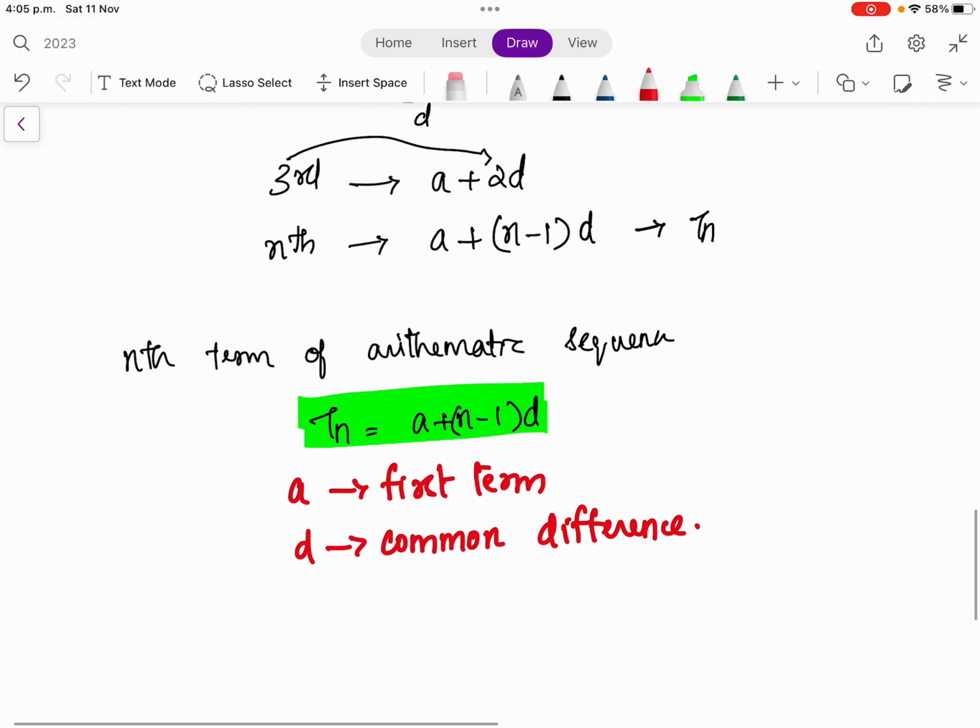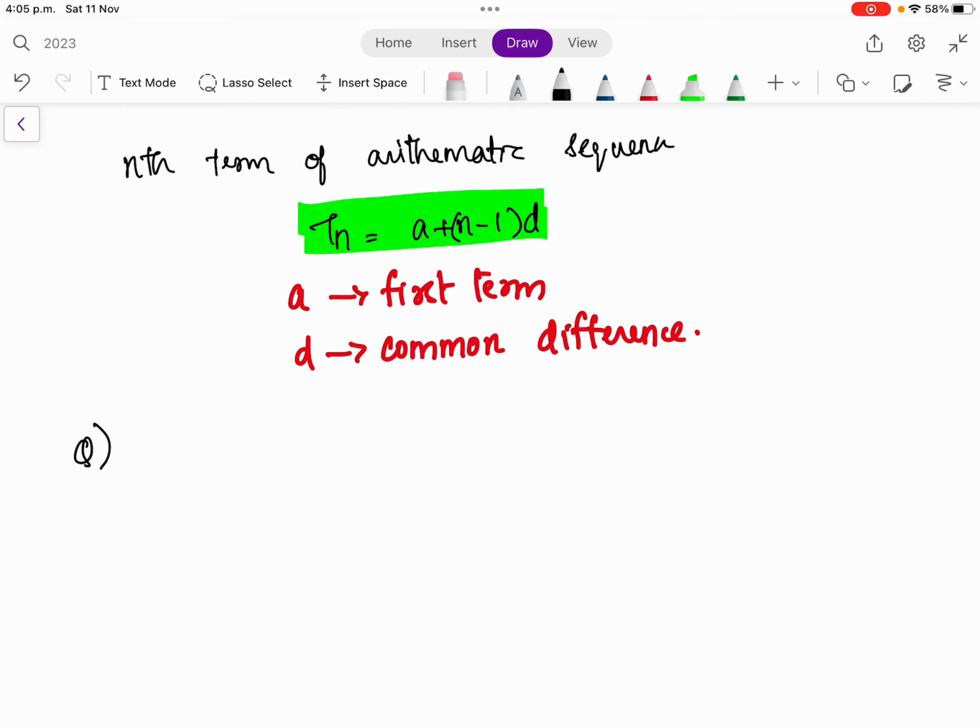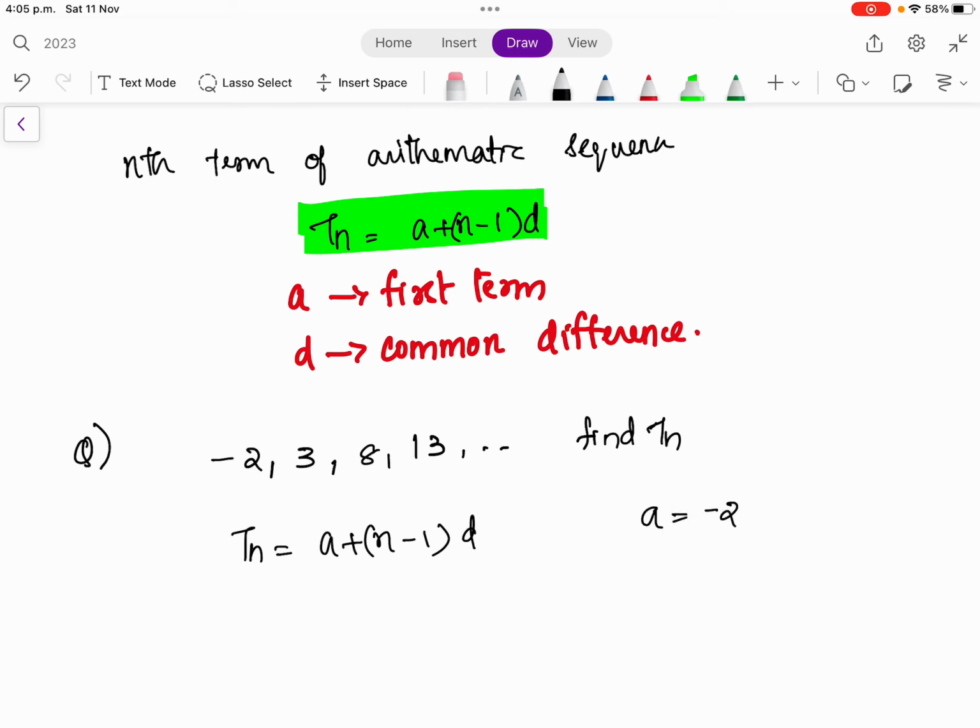Okay, so let's try to do some problems on this. Suppose you have a series minus 2, 3, 8 and 13, and you need to find the nth term. How will you find that? The nth term is equal to A plus n minus 1 into D. Now what is A? A is the first term, which is minus 2. How will you find the common difference? You subtract the first term from the second term. So it is 3 minus minus 2, which is equal to 5.